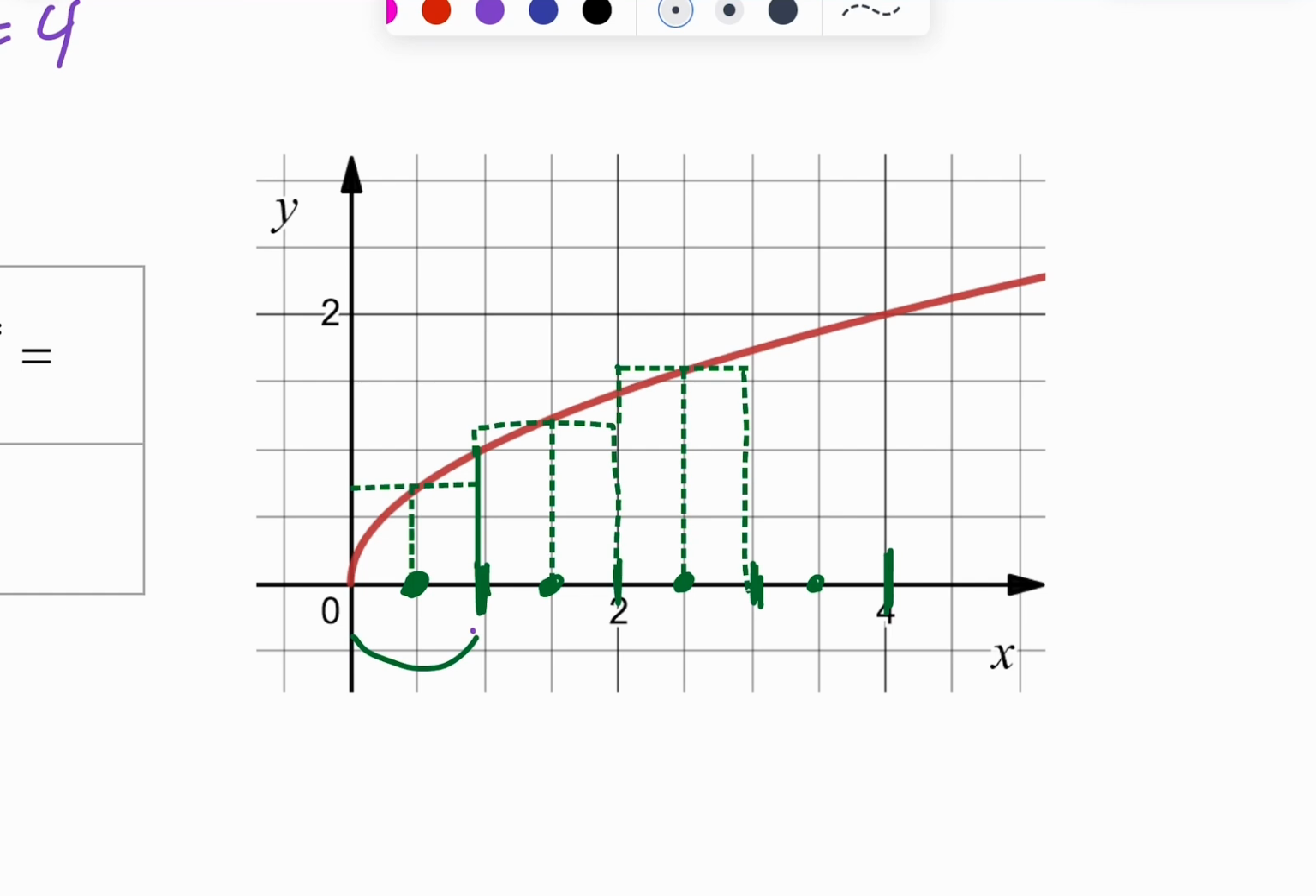In my fourth interval, I start at the midpoint, I go up to the curve, and that decides my fourth rectangle height. So now my areas are this.